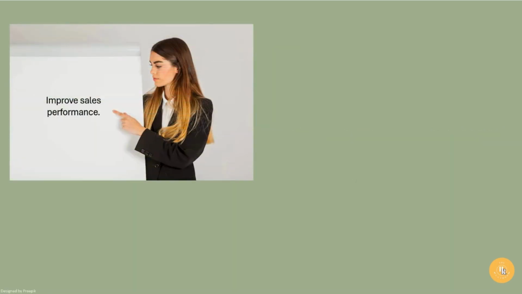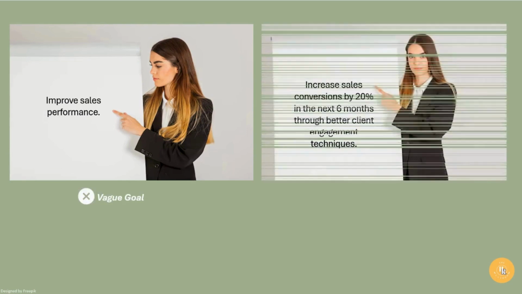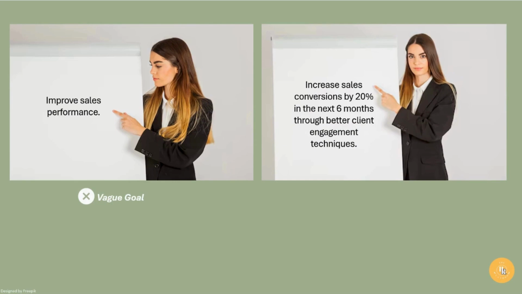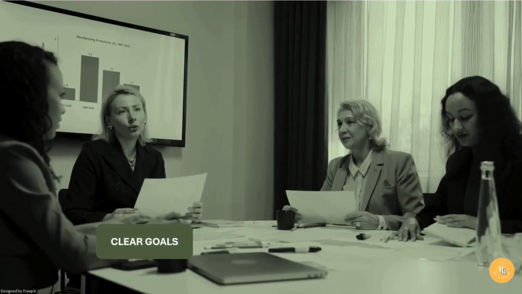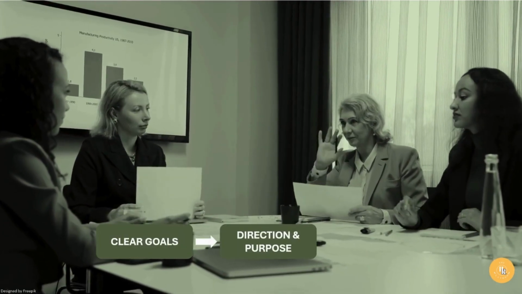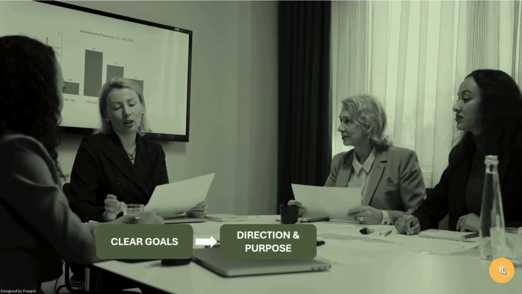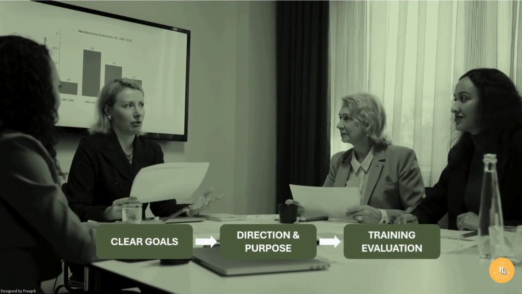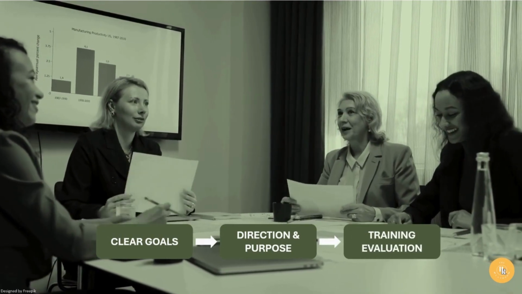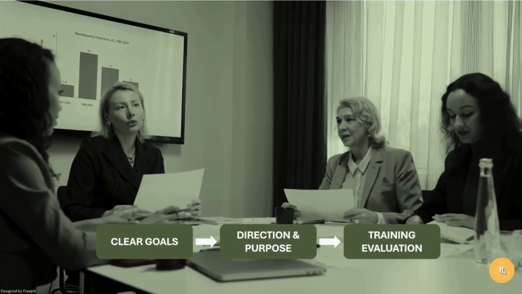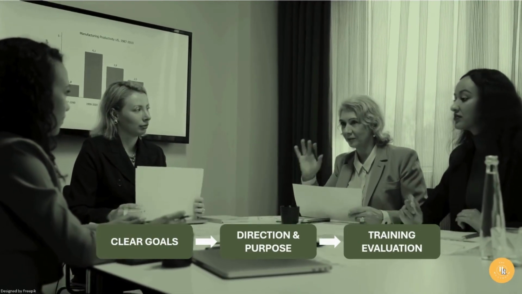For example, instead of saying improve sales performance, set a goal like increase sales conversions by 20% in the next 6 months through better client engagement techniques. Clear goals provide direction and purpose to both the trainer and the learners. They also make it easier to evaluate the success of the training. If your goals are well defined, you will know exactly what to measure and when to measure it.